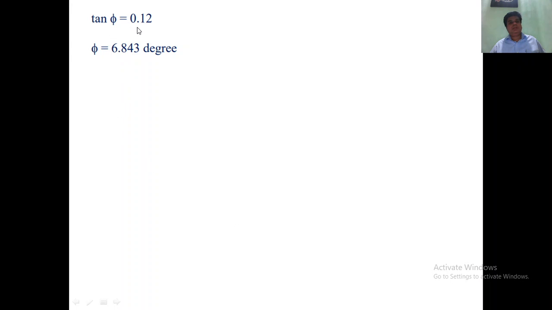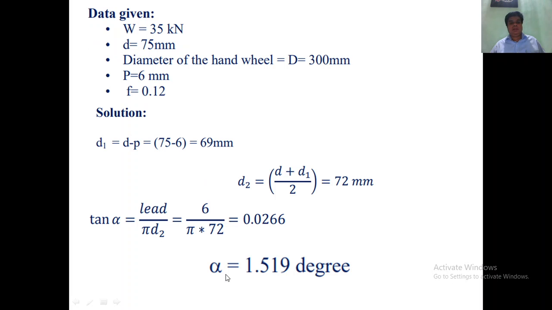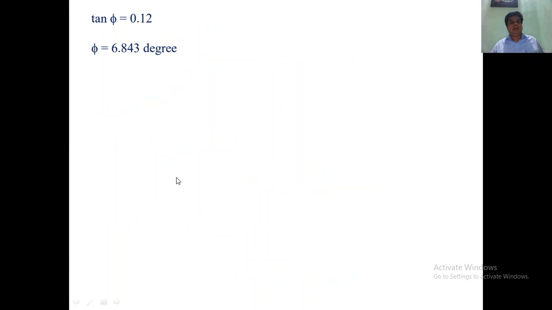Again, since the coefficient of friction is given, f or mu, you can find out the friction angle here. That is 6.843 degrees. So you can see that alpha, the helix angle, is less than the friction angle.